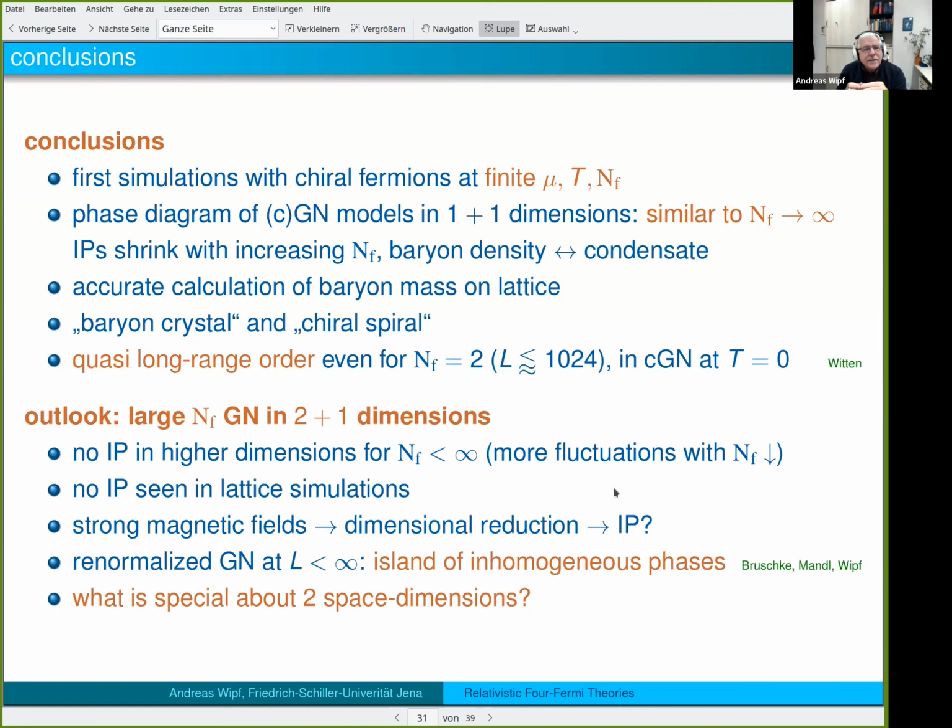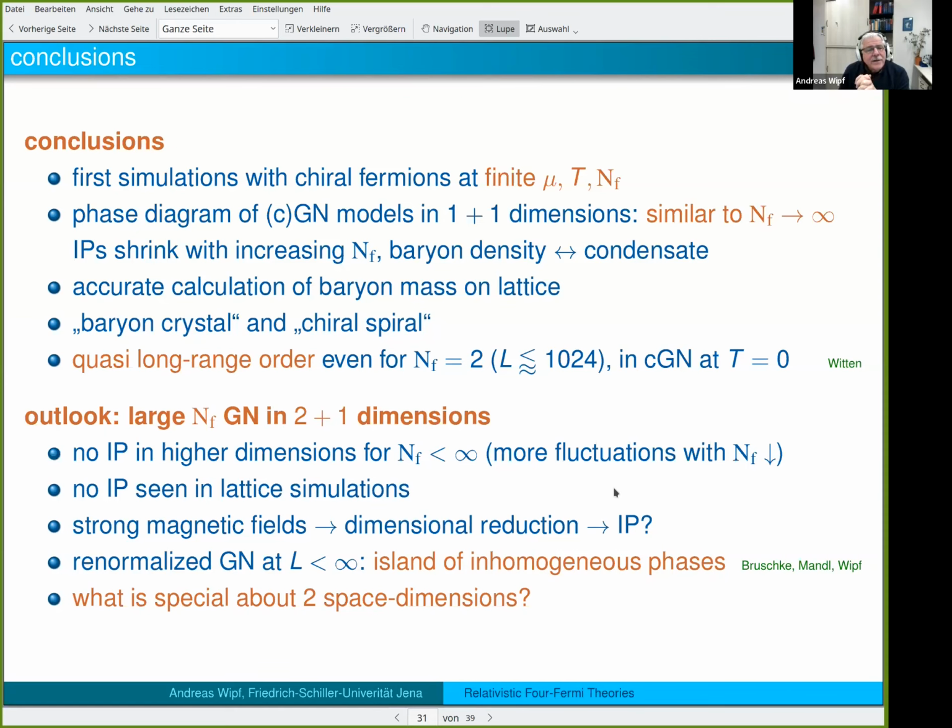So we have calculated the phase diagram of the Gross-Neveu model in 1+1 dimensions, and found a quasi long range order. For any practical purposes, I would say we found a crystal of baryons. In the chiral Gross-Neveu model with this U(1) symmetry, at least at very low temperature, we could see the chiral spiral, even for 2 flavors. For 8 flavors, even more.